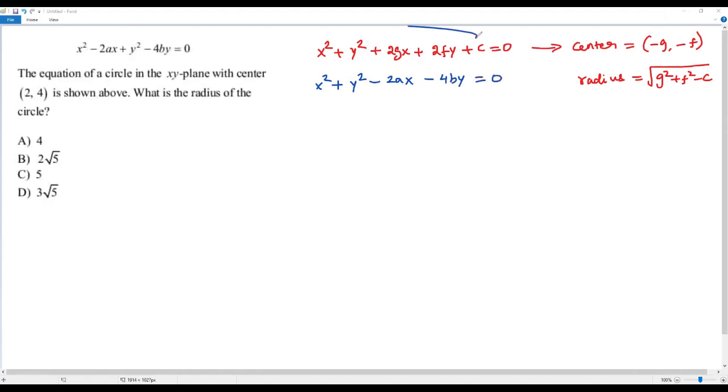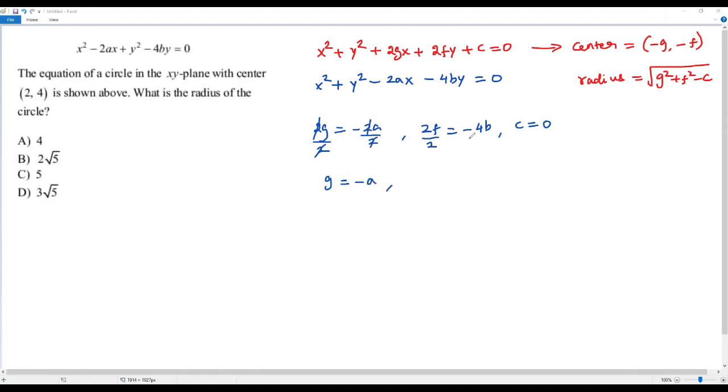Now let's compare this one and this one. Here the coefficient of x is 2g, and here the coefficient of x is −2a. Also, here the coefficient of y is 2f, and here the coefficient of y is −4b. Here the constant term is c, and there is no constant term, so c equals 0. To solve for g, we divide both sides by 2. This 2 will cancel out, and I'm getting g equals −a on the right side.